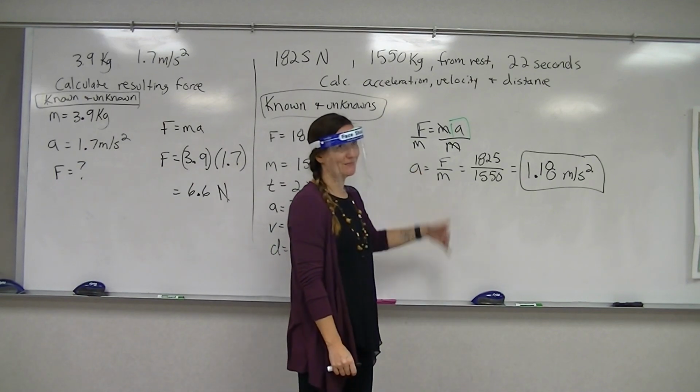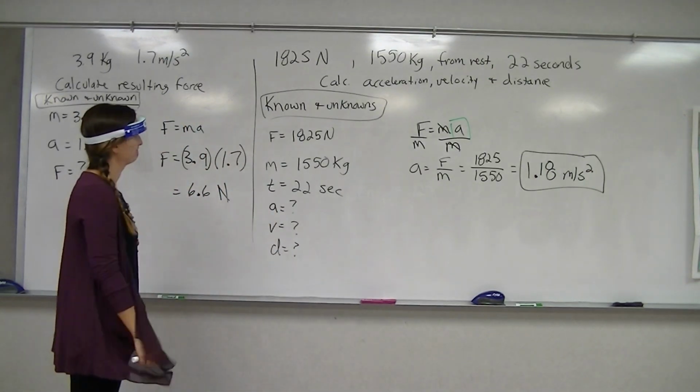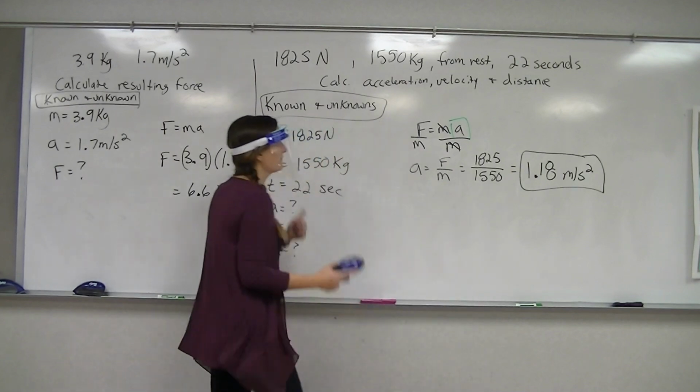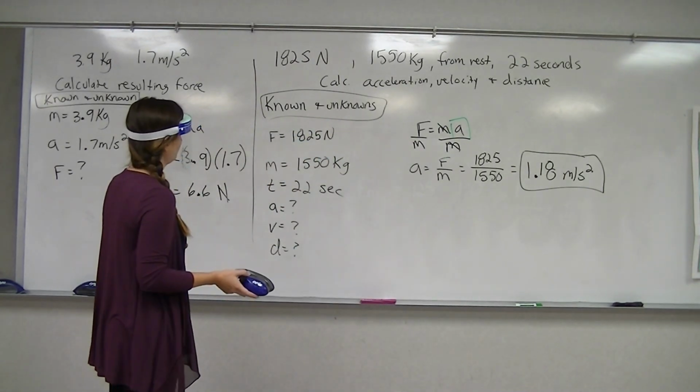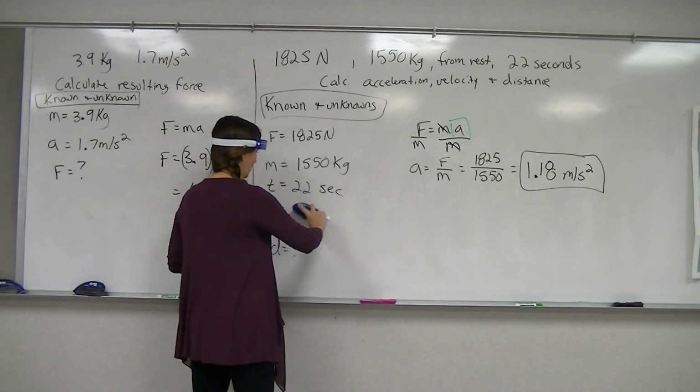This is why acceleration and mass are inversely proportional. The higher the mass, the lower the acceleration. It goes up, the other goes down. All right, so we have one piece of information. We still have 2 more to solve for.